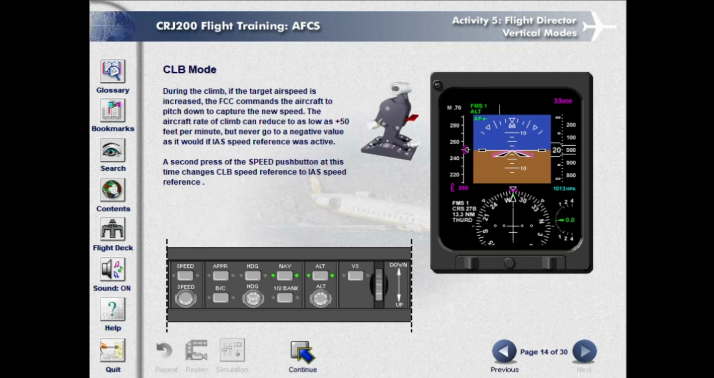Climb mode. During the climb, if the target airspeed is increased, the FCC commands the aircraft to pitch down to capture the new speed. The aircraft rate of climb can reduce to as low as plus 50 feet per minute, but never go to a negative value as it would if IAS speed reference was active. A second press of the speed push button at this time changes climb speed reference to IAS speed reference.